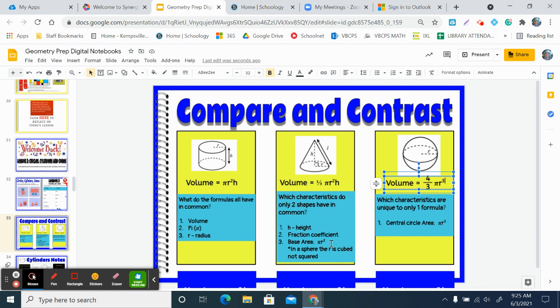So it is different. And then which characteristics are only in one of them? The central circle for the sphere, that area is pi r cubed.